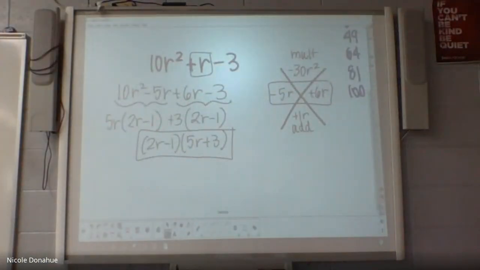So I have a worksheet for you guys. I would highly suggest having your chart out. The back side is asking you to practice some graphing.